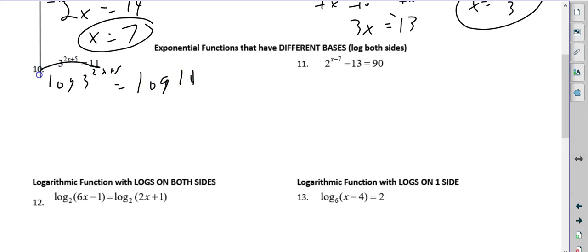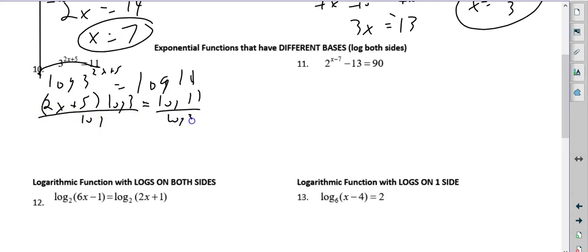Now remember, we move these things to the front. So that's 2x plus 5 times log 3 equals log 11. Now we're trying to get this x by itself, so we need to get rid of this log, which is attached by multiplication. So we divide by log 3. Which gives me 2x plus 5 equals a decimal. Log 11 divided by log 3.